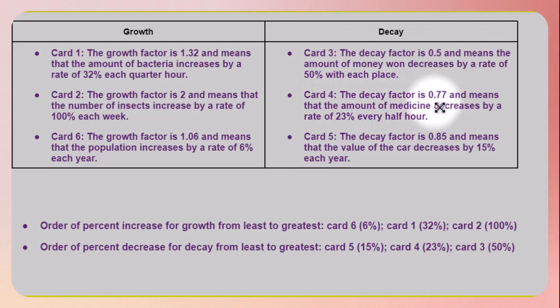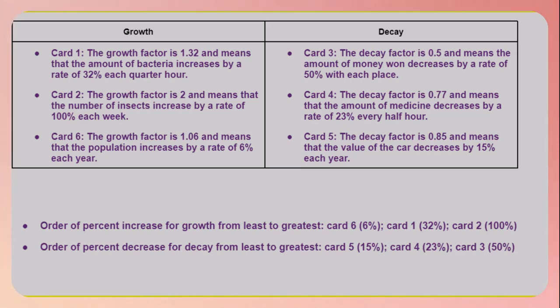Card 4, the decay factor is 77%, or 77 hundredths. And it means that the amount of medicine decreases by 23%. So you would take 1 minus 0.77. Okay, and that's going to be how much it decreases every hour. 77%, when we're talking about decay, is how much remains after every half hour. So our time increment here is in half hours.